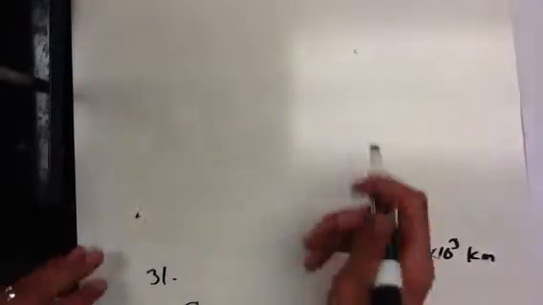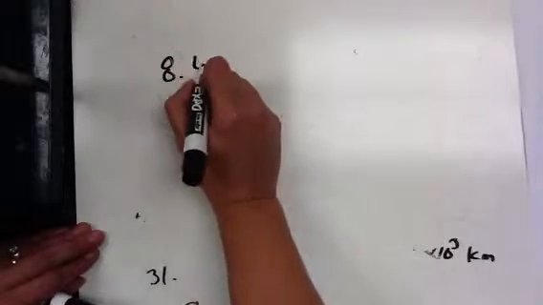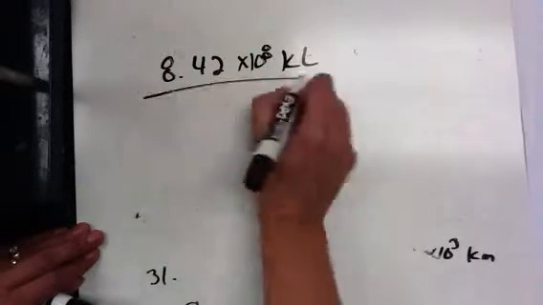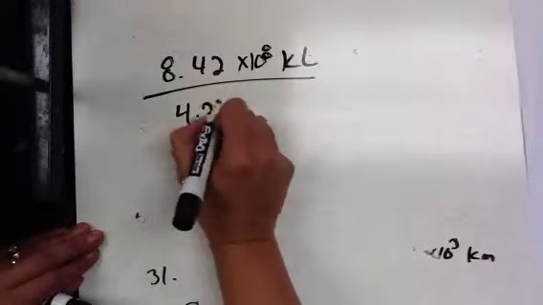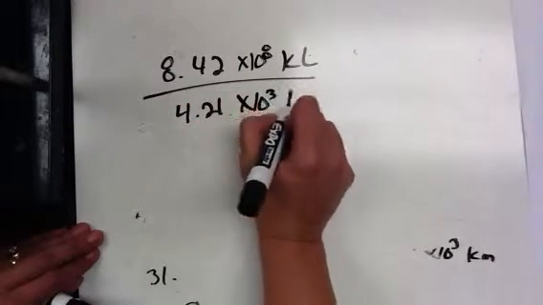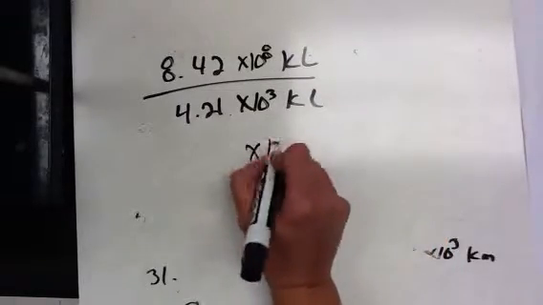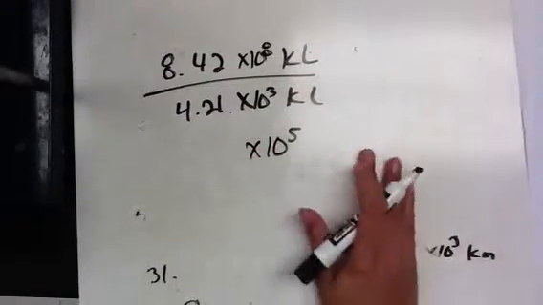And the last problem, number 32, we're doing some division. So I have 8.42 times 10 to the 8th kiloliters, and I'm dividing that by 4.21 times 10 to the 3rd kiloliters. When we divide, we subtract the exponents. So I'm going to get times 10 to the 5th, because 8 minus 3 is 5.